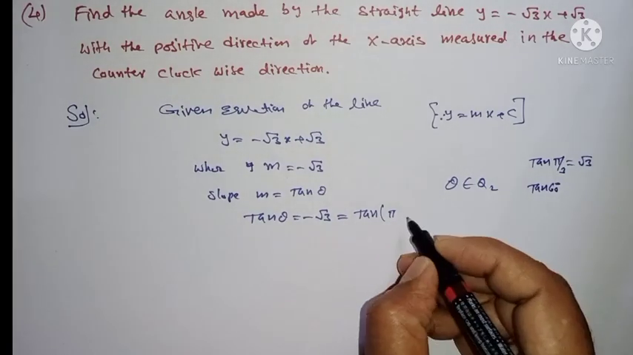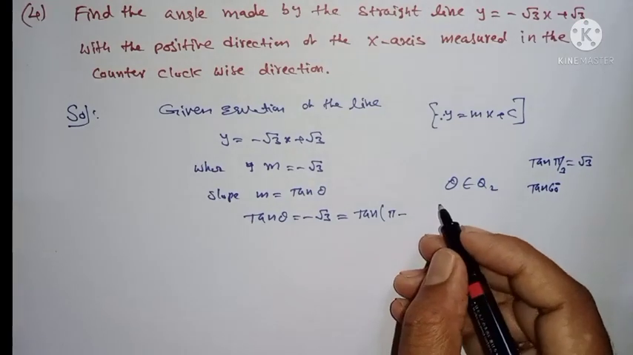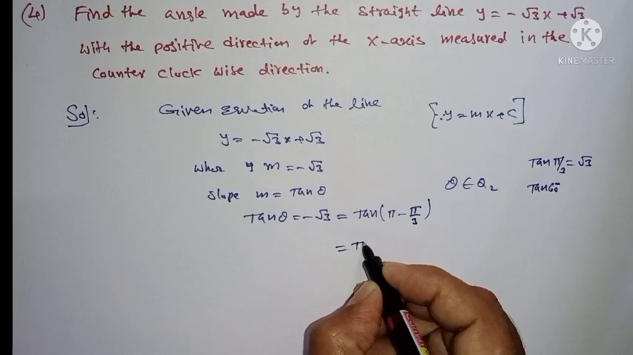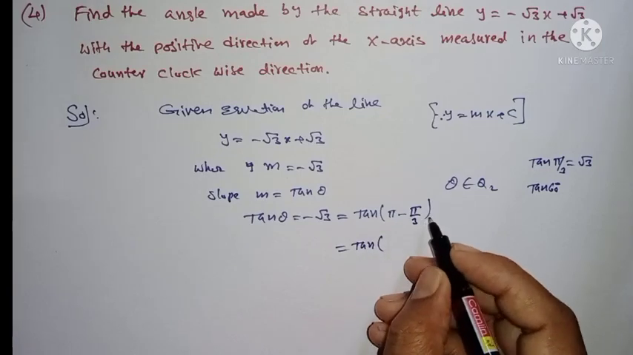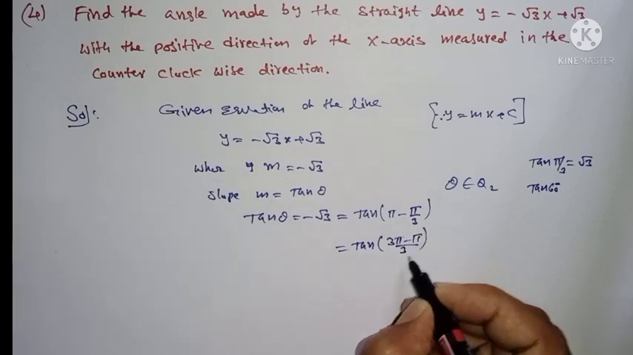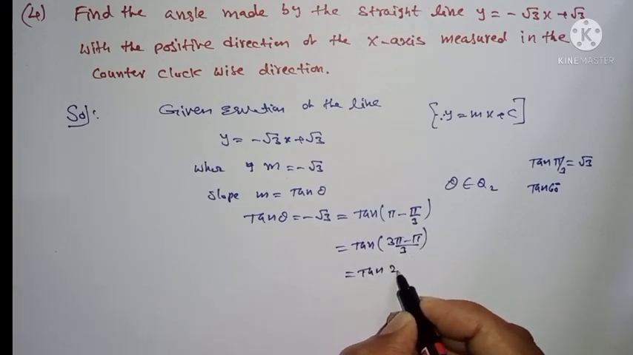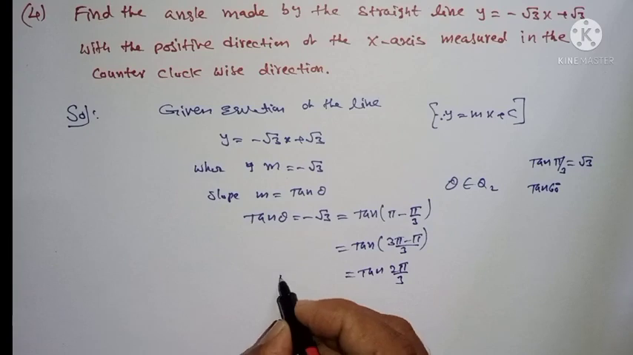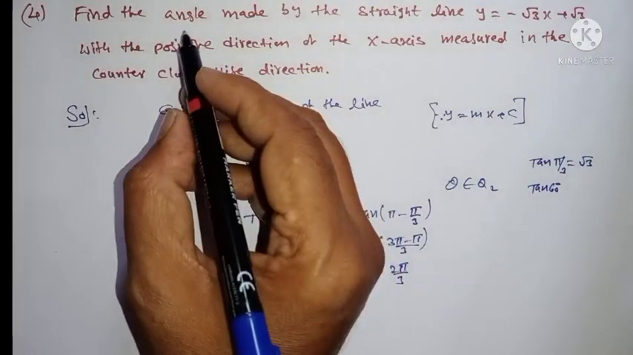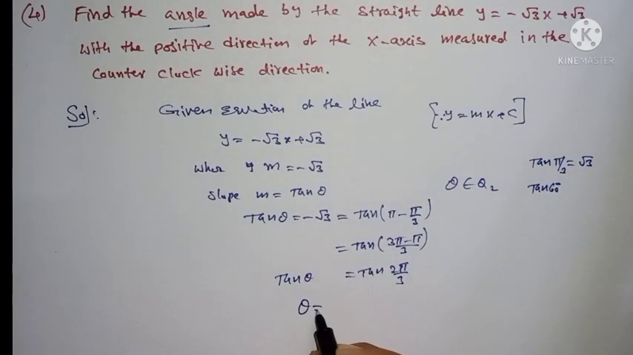Therefore, in the second quadrant, we write pi minus theta, that is pi minus pi by 3. Tan of pi minus pi by 3 is equal to tan of 2 pi by 3. Therefore tan theta is equal to tan 2 pi by 3. Since it asks for the angle, theta is equal to 2 pi by 3.